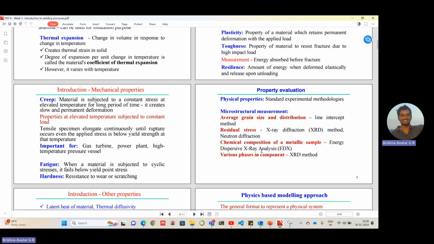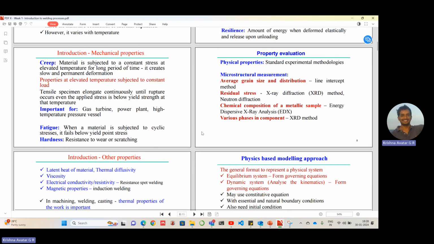Fatigue is when the material undergoes several cyclic stresses, and despite the load being within the yield point stress, it still fractures. And hardness is the resistance to wear or scratching.